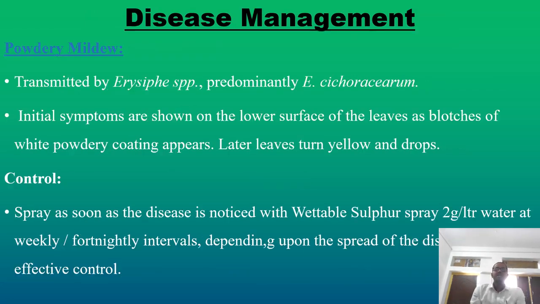And now coming to another thing, that is disease management in the case of okra. The first problem is powdery mildew. In powdery mildew, the symptoms are that blotches of white powdery coating appear on the lower surface of the leaf. To manage this disease, we can spray 2 gram per liter of sulfur at an interval of 7 to 10 days, depending upon the incidence of the disease as well.